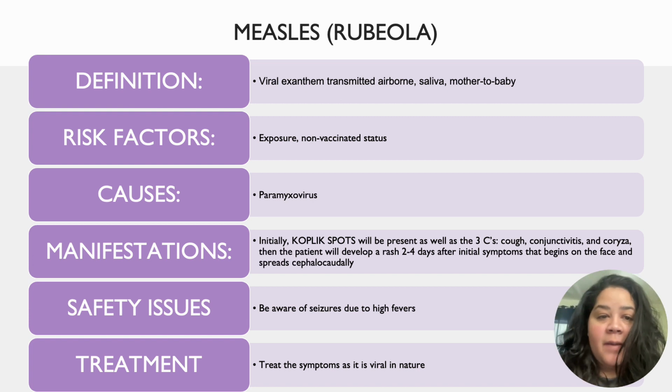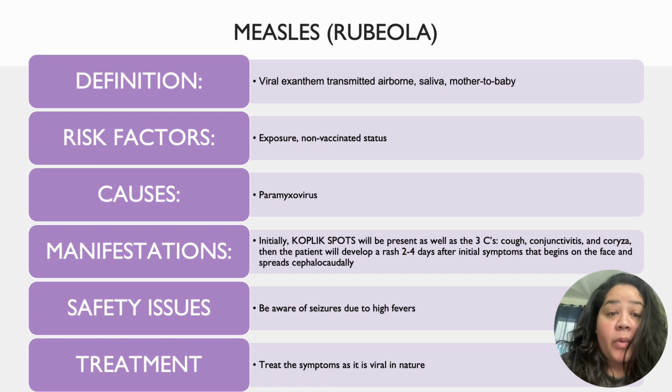The first of the exanthems that we're going to talk about is measles, otherwise known as rubeola, and you need to be aware of both of the names. So the way that I think about measles is it has one L, and so does rubeola, so go ahead and match those two up. So measles is a viral exanthem that is transmitted airborne, saliva, and mother to baby.